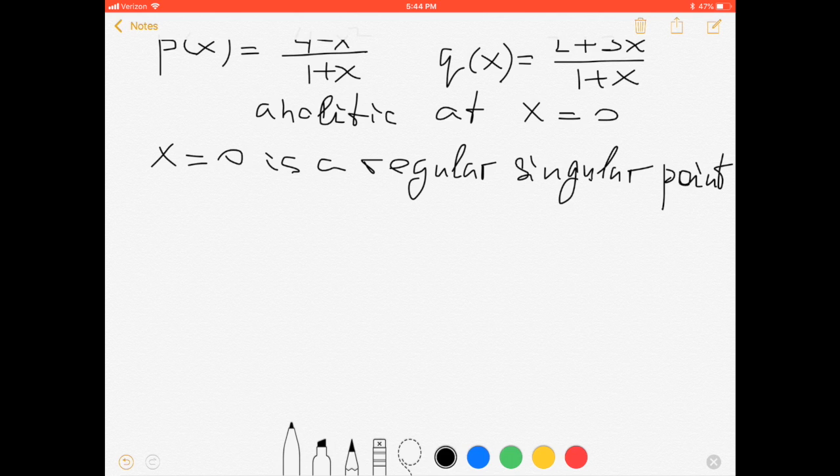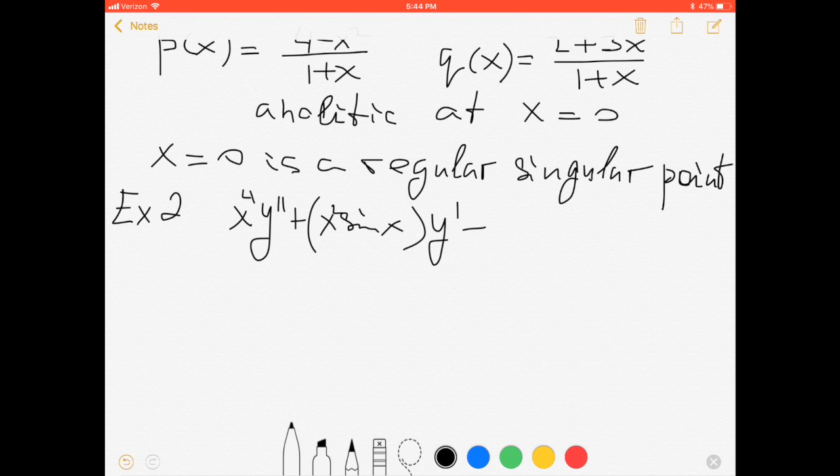We can do one more example. Example 2. Let's take our function x squared times the second derivative plus x squared sine x times y prime. I wrote that incorrectly. It's not x squared, it's x to the fourth, times the second derivative, plus x squared sine x times y prime, plus (1 minus cosine x) times y equals 0.